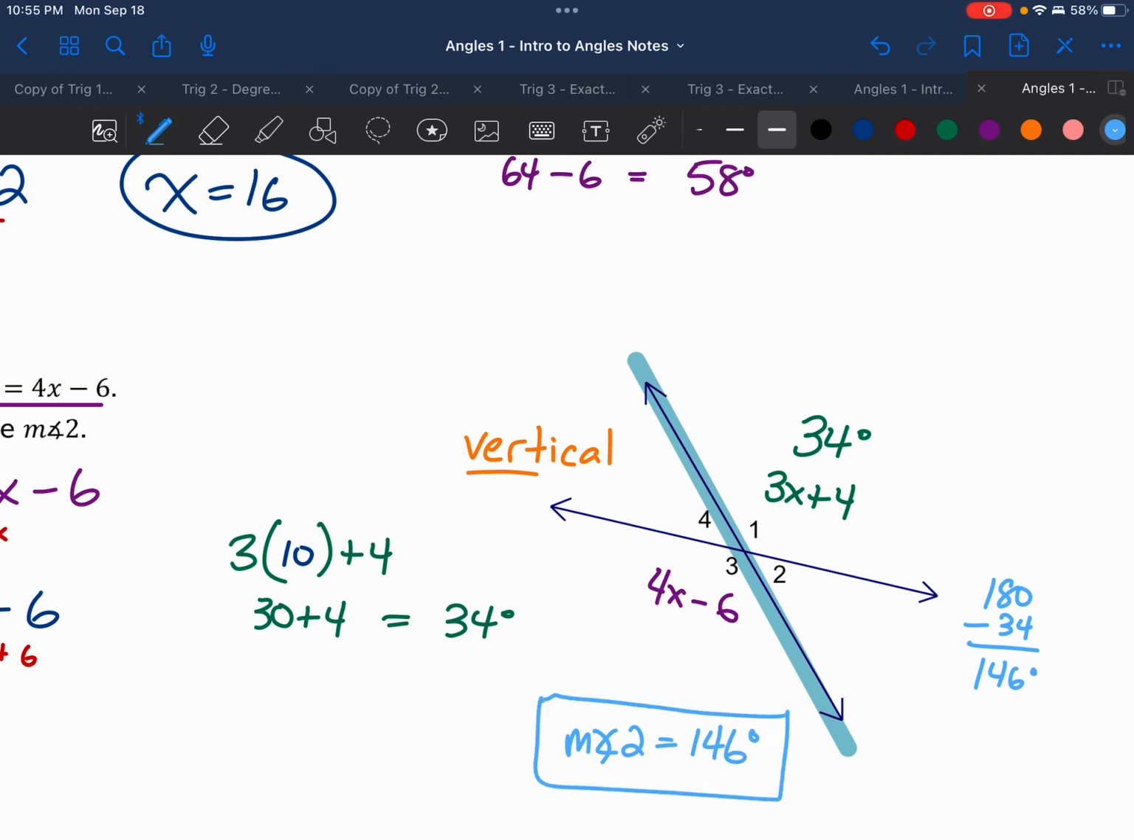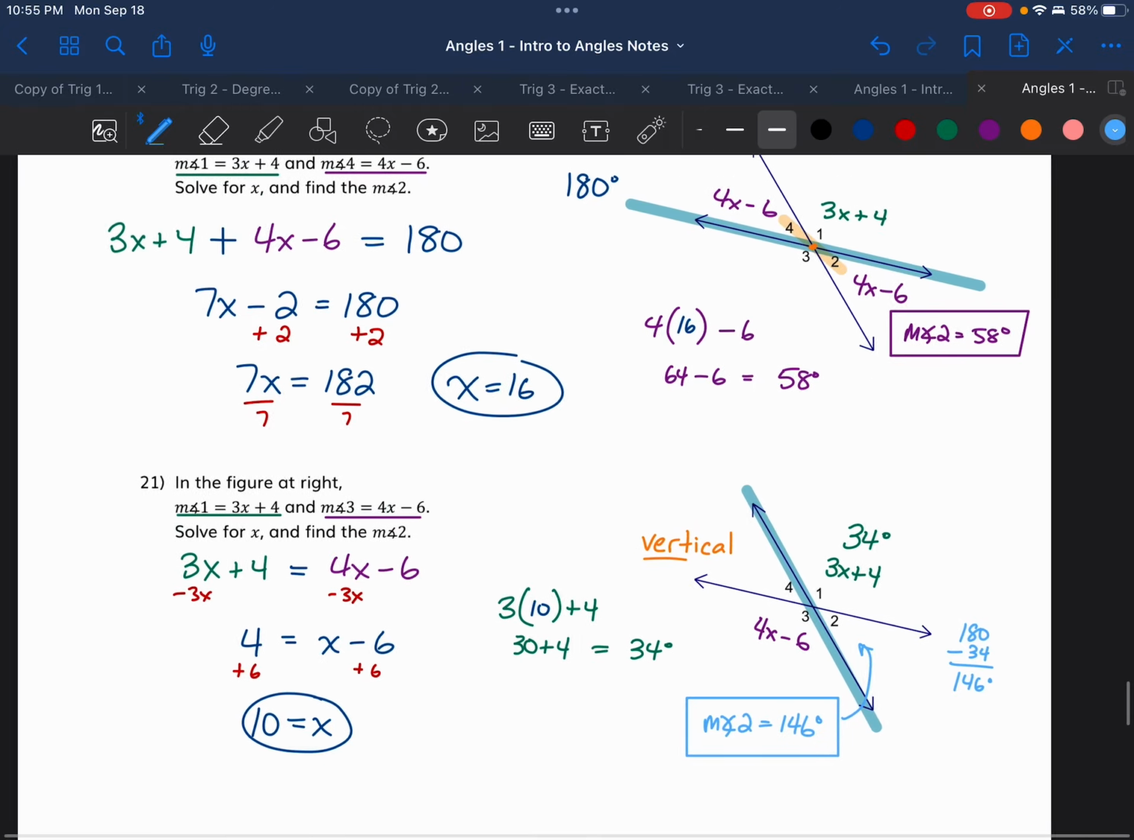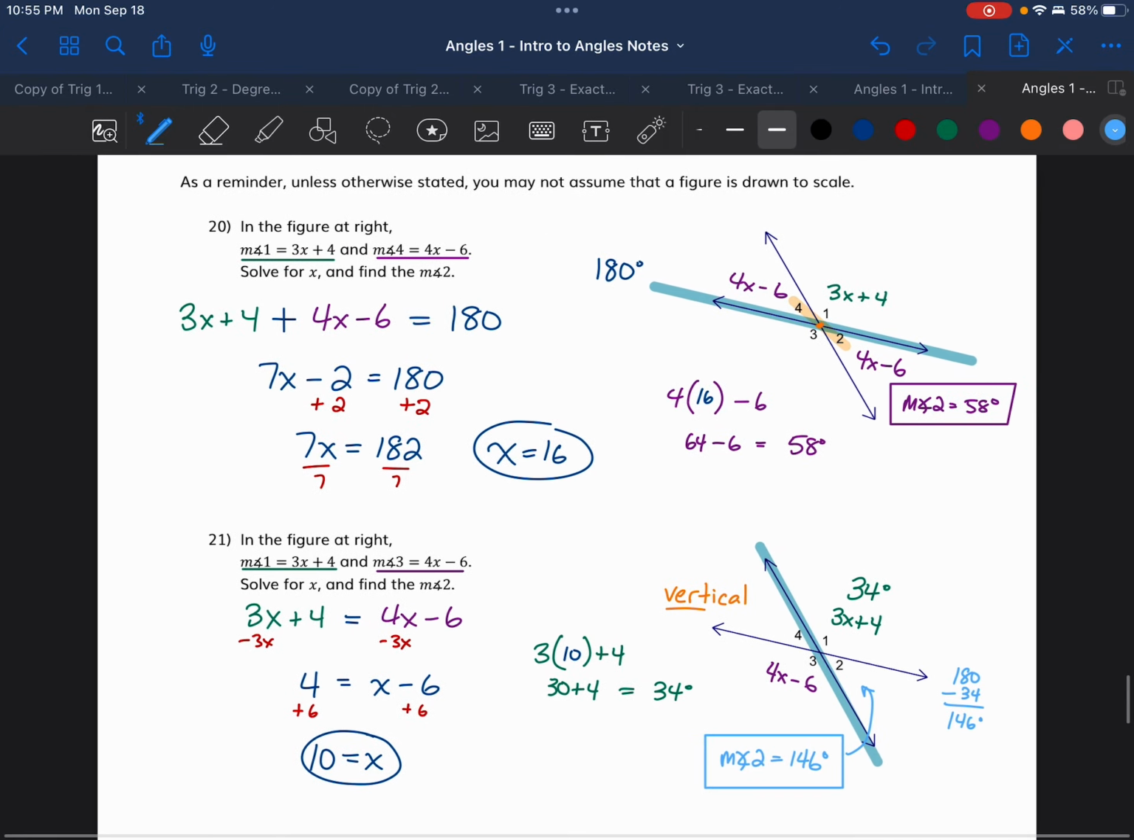Again, does that look like a 146 degree angle in this corner? Absolutely not. But again, that's what we mean by a figure is not assumed to be drawn to scale. Could it look right? Sure. Does it have to? Not even close. So please don't worry about that.